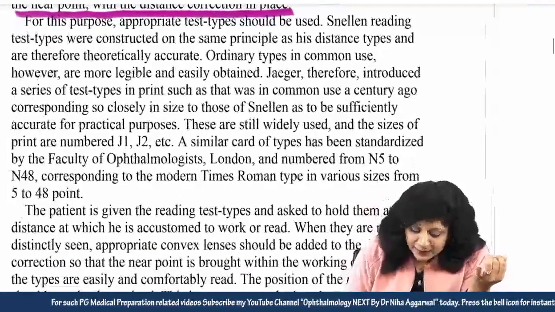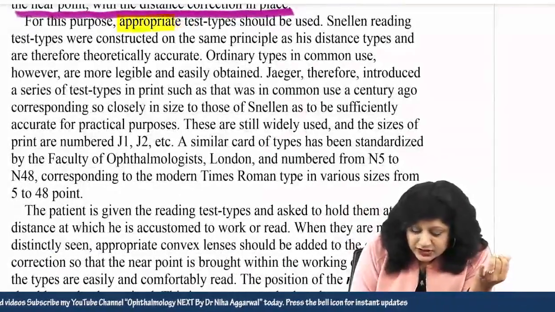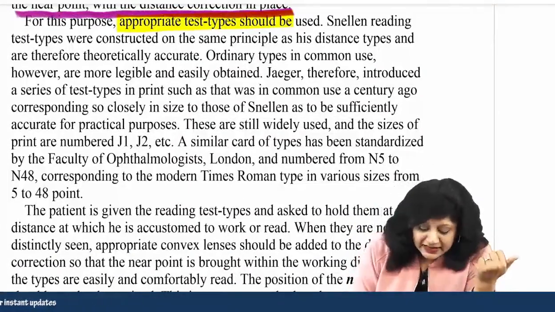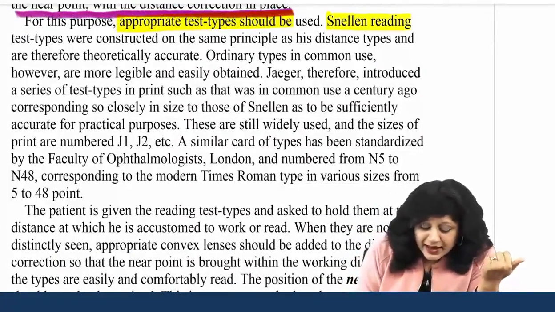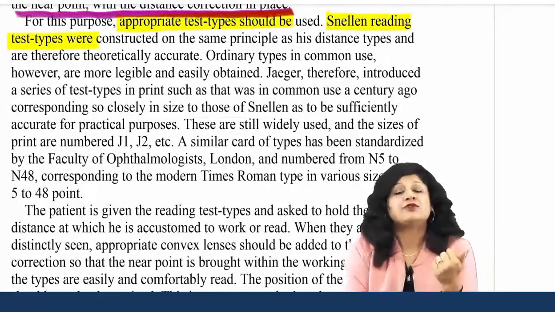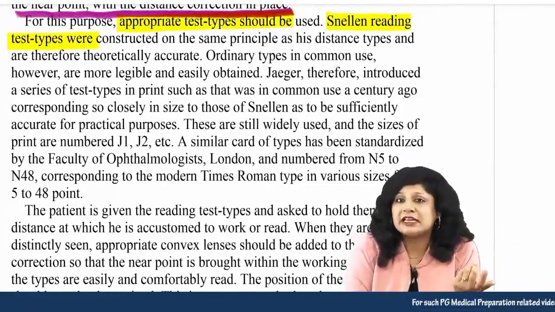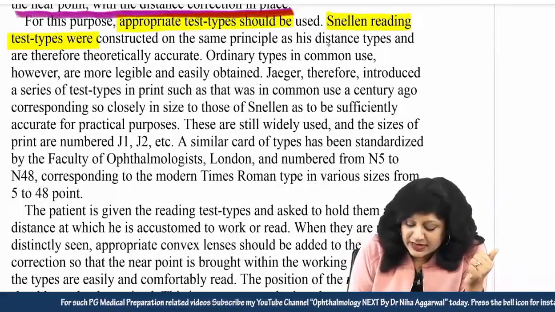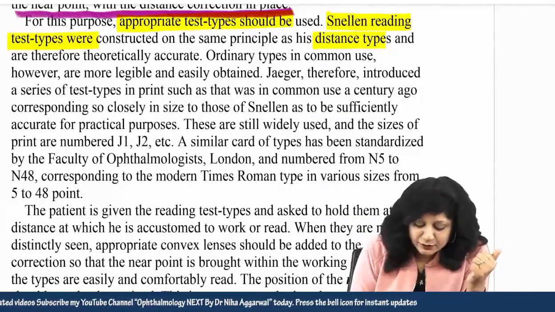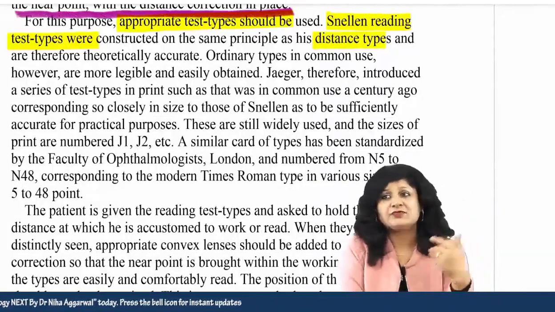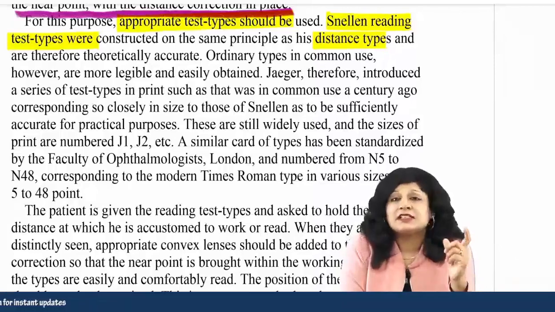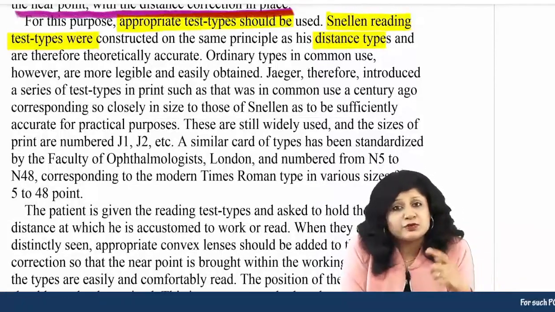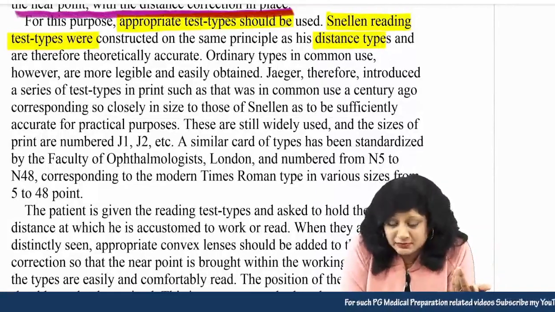For this purpose, appropriate test types. So we have certain appropriate test types which are for your near vision itself. Snellen reading test types. As we were having the Snellen's chart for the distance vision, similarly we have the Snellen's chart test types for the near vision also. These were constructed on the same principle as the distance types and therefore they are theoretically very accurate. As far as visual acuity is concerned, the Snellen's chart is very accurate, not only for the distance correction but also for the near correction, but yes, it is very time consuming.